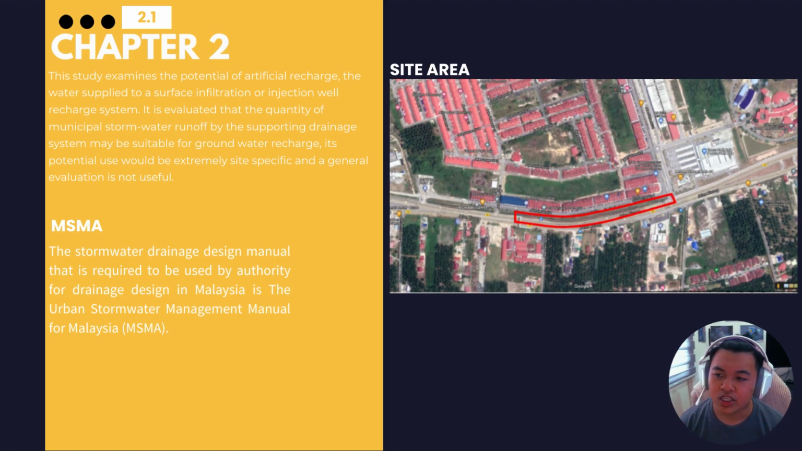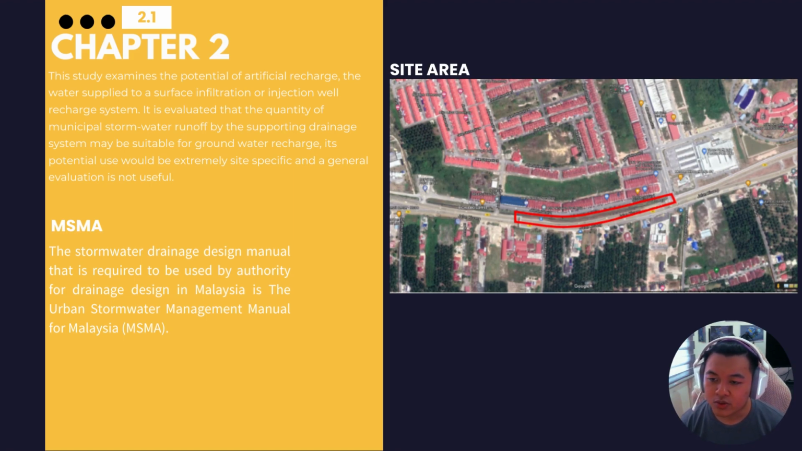Today I will present about chapter 2. Chapter 2 is to study the potential of artificial recharge of the water supply to a surface infiltration or injection well recharge system. It evaluates the quantity of municipal stormwater runoff from the supporting drainage system that may be suitable for groundwater recharge.